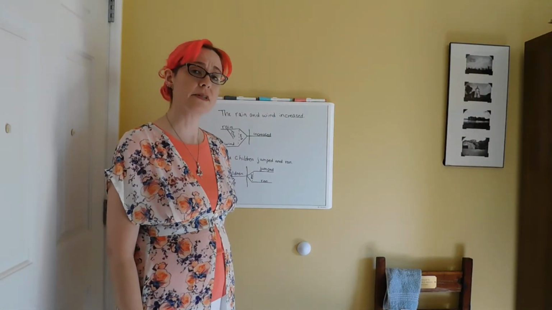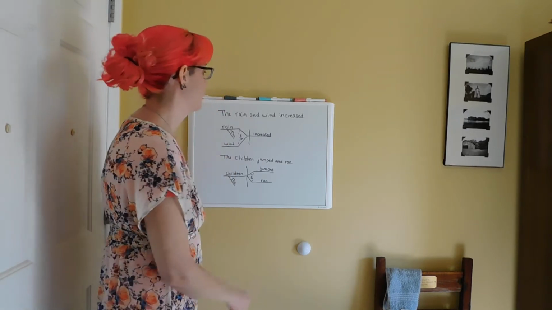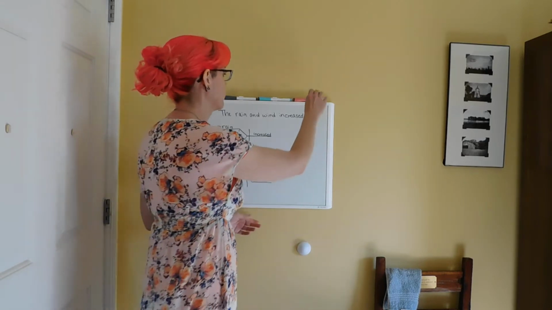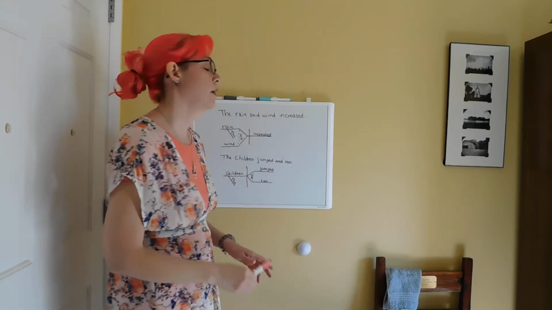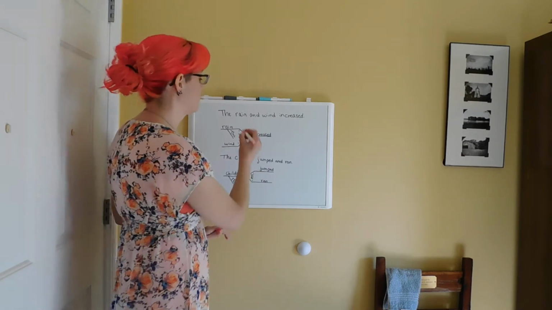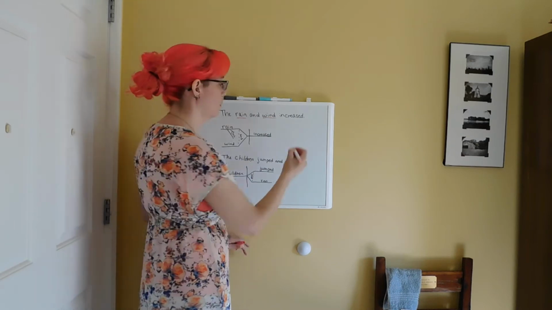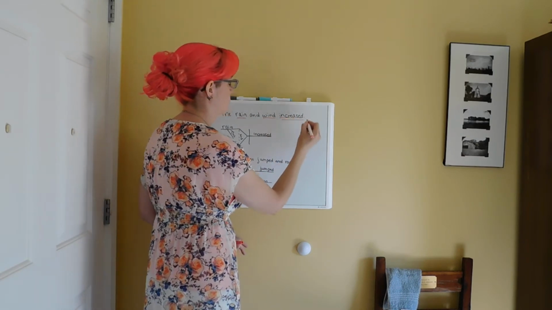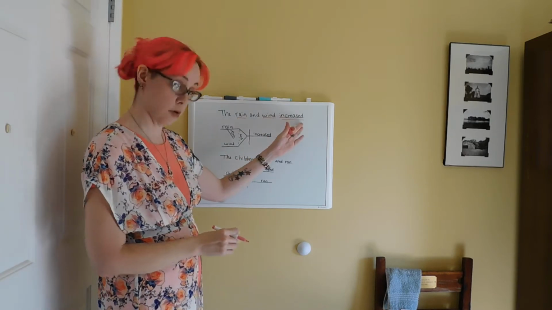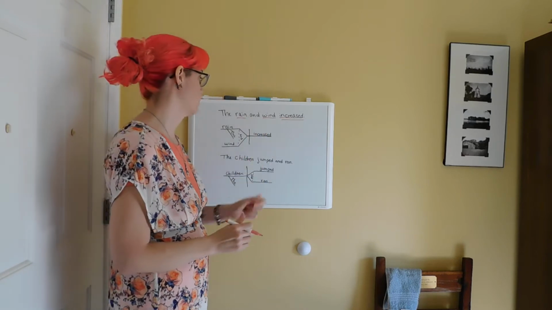So, today we're going to talk about compound sentences and how to diagram them. Your most basic compound sentences are already on the board here. In our first example, we have a compound subject. The rain and wind increased. So, you only have one verb, but you have two nouns in your subject.